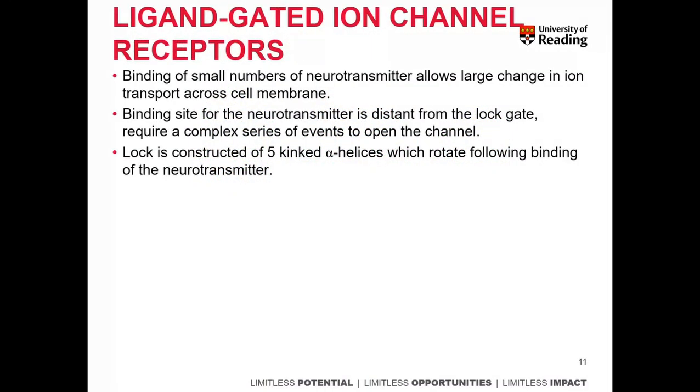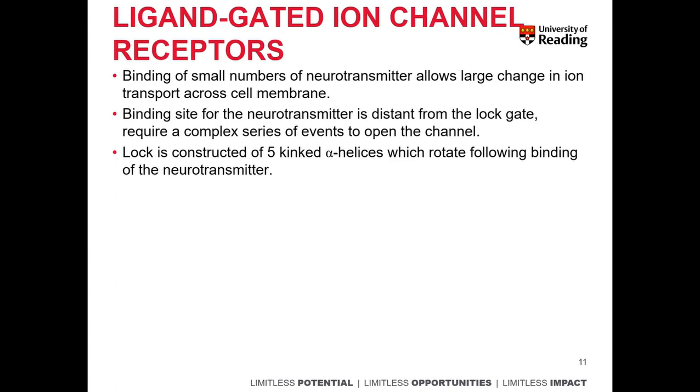Now we can also get ligand-gated ion channel receptors. Now these are ion channels, but they don't contain a lock gate. Instead, they contain a much more complicated mechanism. And this mechanism is opened by the binding of small numbers of neurotransmitter. Now this binding allows for a very large change in the ion channel, and it facilitates ion transport across the membrane. Now the binding site for the neurotransmitter in ligand-gated ion channel receptors is completely different to that from a lock gate. Now it requires a very complex series of events to open the channel, and so it is considered a separate subtype of receptor.